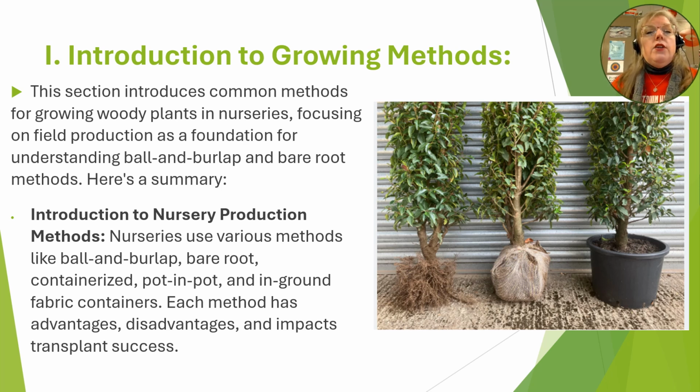Okay, so we're going to talk about some of the common methods of growing woody plants. Again, trees, basically trees and bushes, focusing on field production as a foundation for understanding ball and burlap, which is this one, and bare root, which is this one, and we'll talk about pot in pot in a little bit. So nurseries use various methods: ball and burlap, bare root, containerized, pot in pot, in-ground fabric. Each one has advantages and disadvantages to the transplant success.